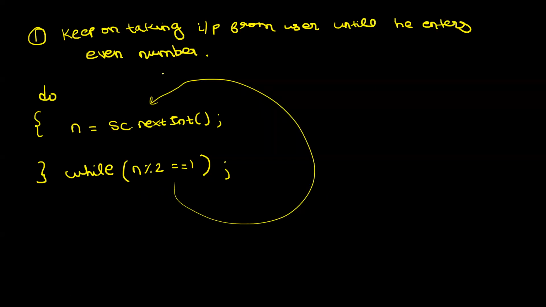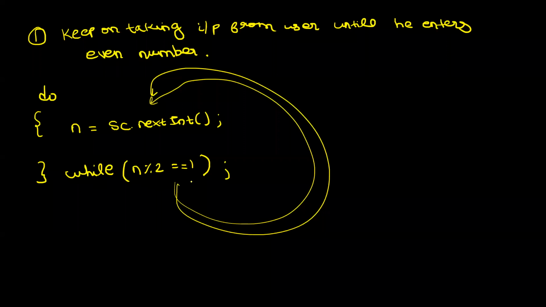Again, he enters an odd number. Again, I will take an input. The moment the user enters an even number, n will be even. So when I go to the while condition check, n % 2 will be 0. And thus this condition will be false and I will come outside the do while block. Is it making sense?